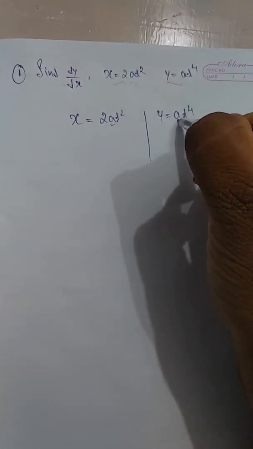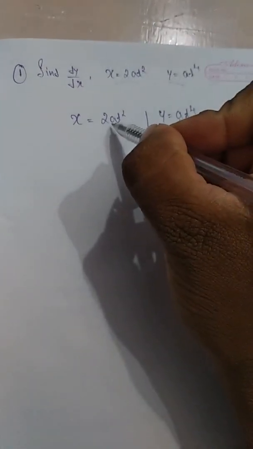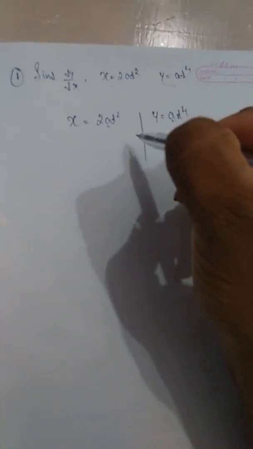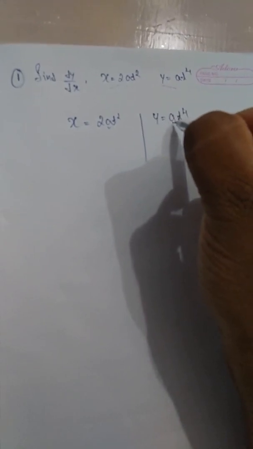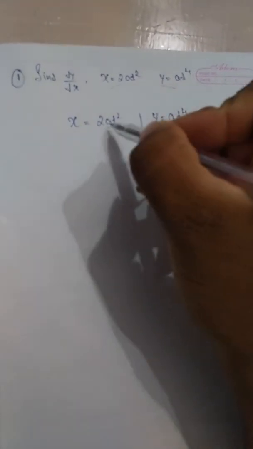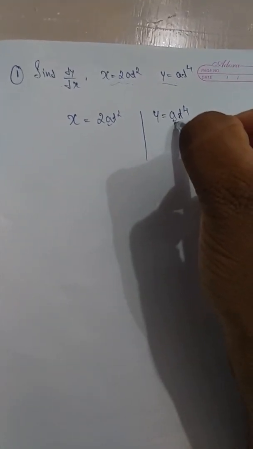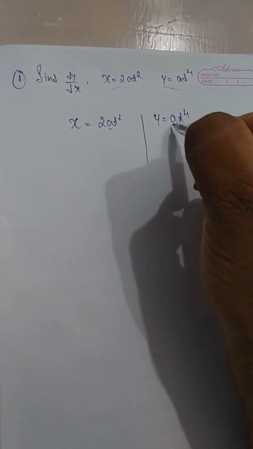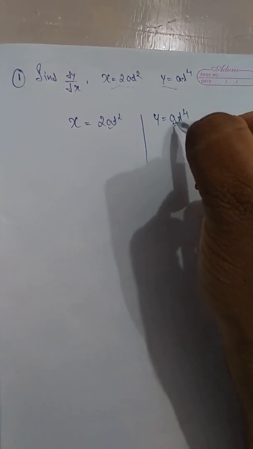Here we have another variable a. Except x and y, the function is in the form of t or theta. If any other alphabet exists, we call it a constant. Here a is a constant. Is it clear? So don't bother about a, it is a constant.